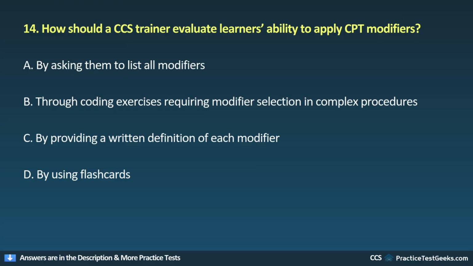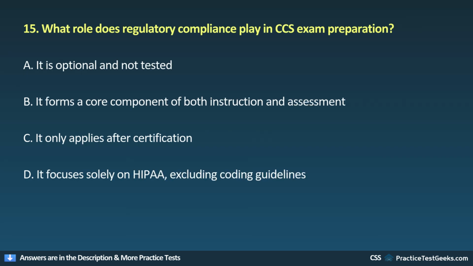14. How should a CCS trainer evaluate learners' ability to apply CPT modifiers? A. By asking them to list all modifiers. B. Through coding exercises requiring modifier selection in complex procedures. C. By providing a written definition of each modifier. D. By using flashcards.